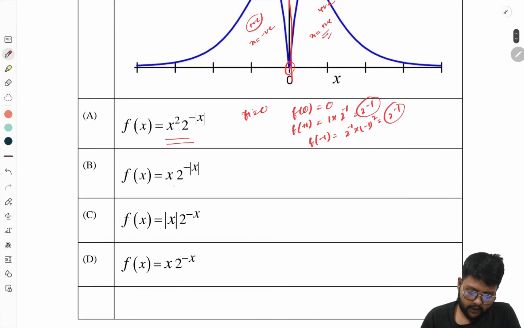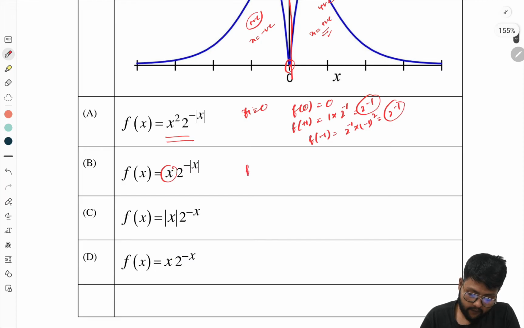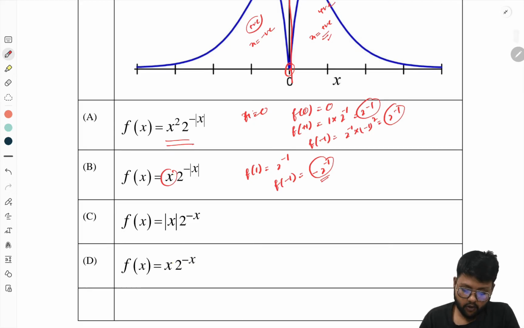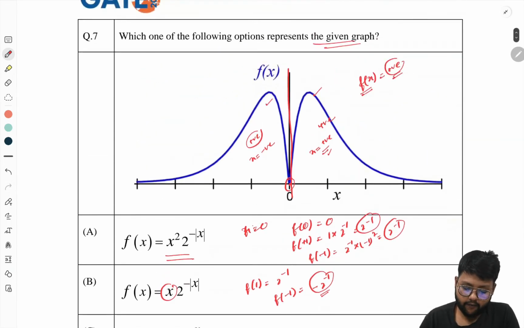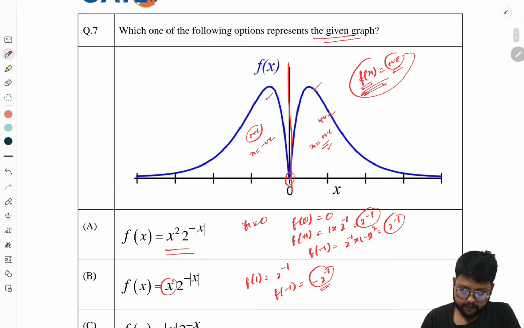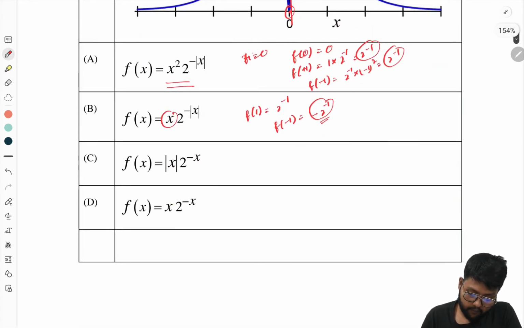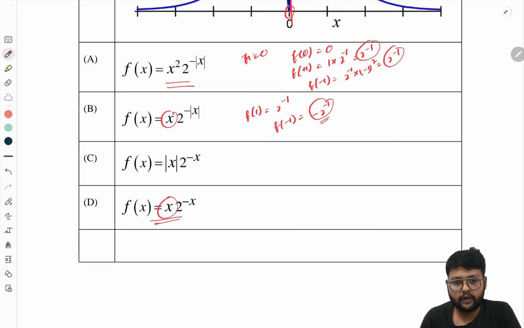You can check that if x is there, for x equal to 1, it gives 2 to the power minus 1, but if x is equal to minus 1, it gives minus 2 to the power minus 1. So it is a negative value, so it can't be the correct answer, because in both cases we see that f(x) is positive, not negative. But in the third option, you can eliminate the fourth one, because this also gives a negative value for x equal to negative 1. So you can eliminate this option and this option in the first one.